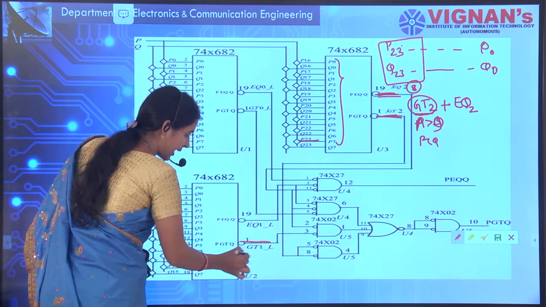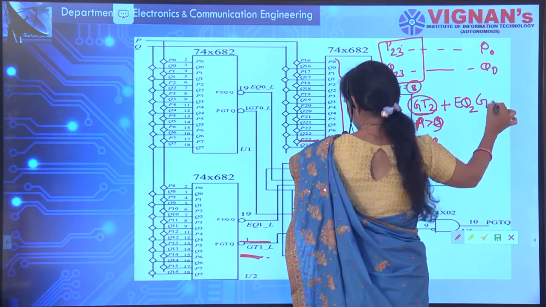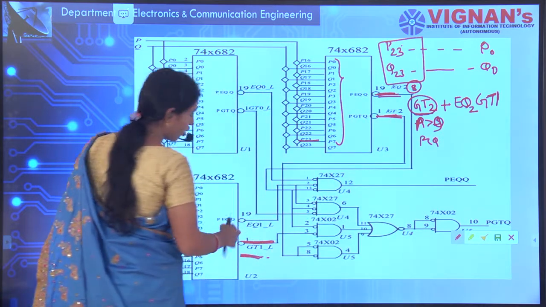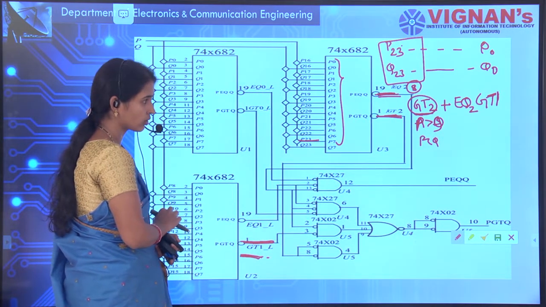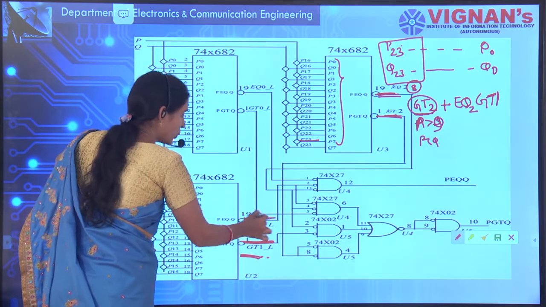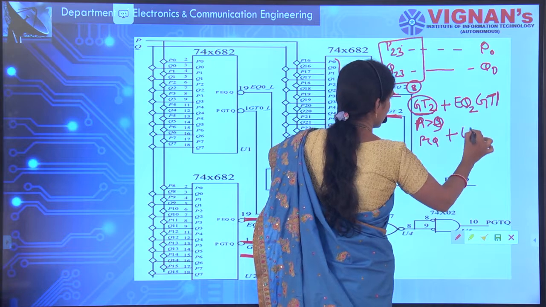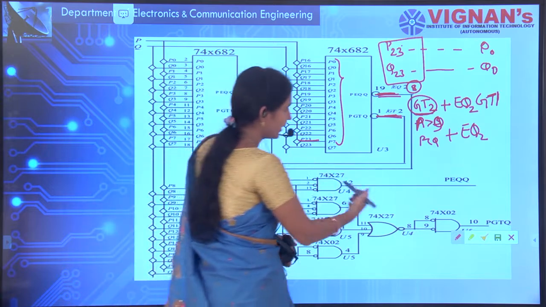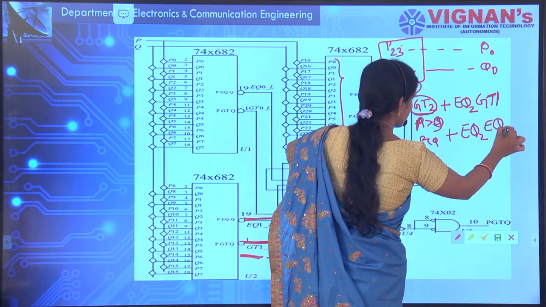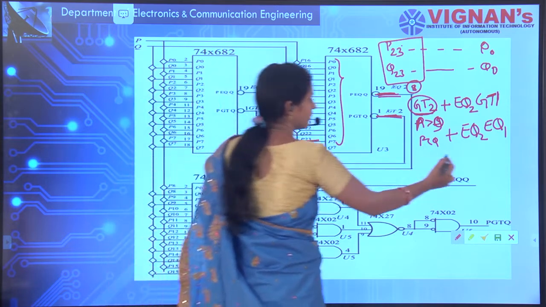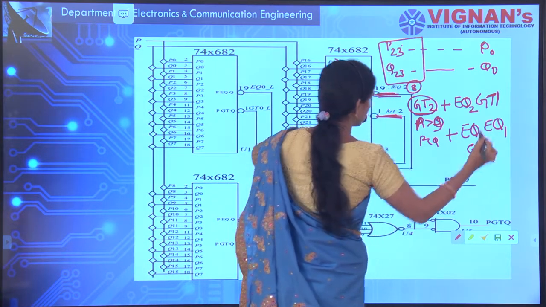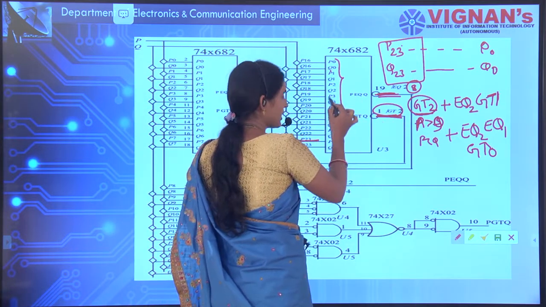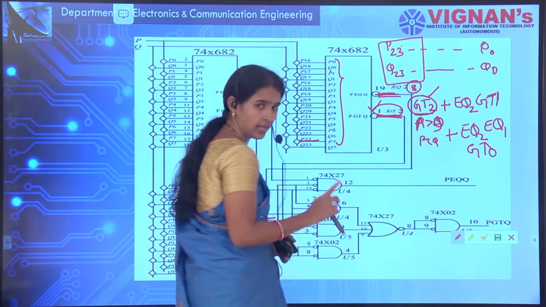Again, if GT1, that means they found here it is greater than, then also P is greater than Q. Here also if they are equal, that means EQ2, here they are equal. Again they check here, here also they are equal. EQ1, they are equal, then GT0, that is greater than. So if G2 is greater than, P is greater than Q.